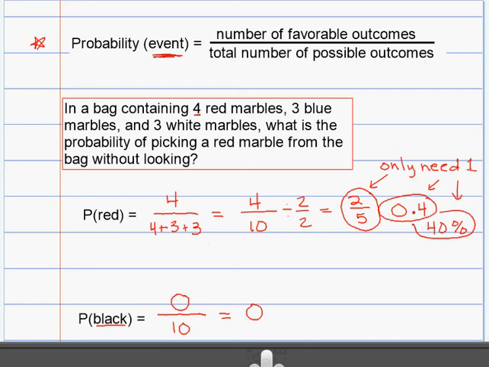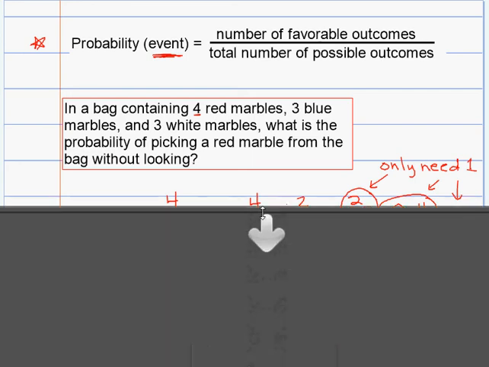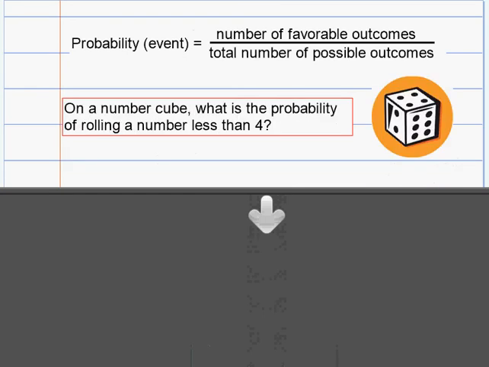Okay, I'm going to flip the page here, and we're going to talk about one more example. I think I actually have 2 examples left. So again, I just copied the formula down. You don't have to write that again. But you're going to see problems like this. On a number cube, what is the probability of rolling a number less than 4?